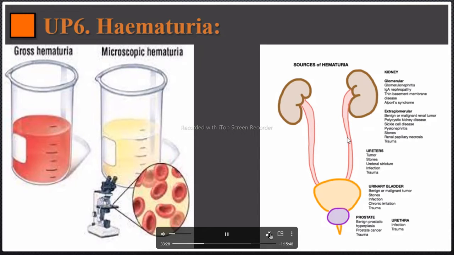Ureters, maybe tumor, stones, stricture, infection, trauma. Urinary bladder, so maybe also benign or malignant tumor, stones, infection, chronic irritation, trauma. So if you think about all, you can think about tumor in any site, stone in any site, infection in any site, trauma in any site. Okay, and here prostate: benign prostatic hyperplasia, cancer, trauma. Urethra: infection, trauma.